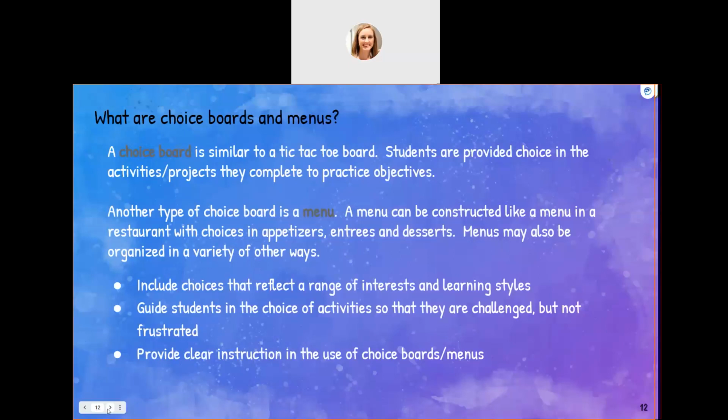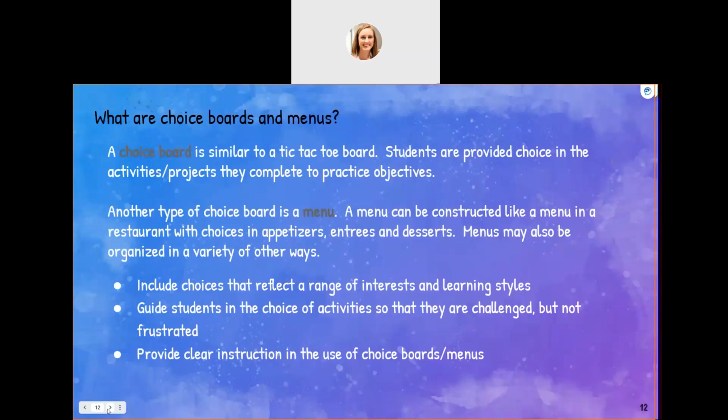The choice boards or menus should include choices that reflect the interests and learning styles of the students in your classroom. They should guide students in the choice of activities. The teacher is going to guide the students so that they're challenged, but they're not frustrated. And so the way that you organize your choice board will help to guide those students to those choices. And then the teacher is going to provide clear instruction in how to use the choice board and menu.